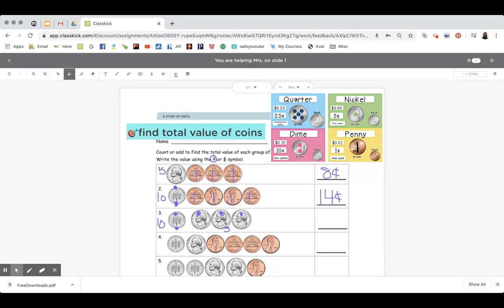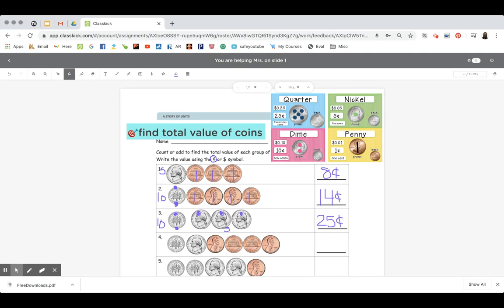So you can either start with 10 and skip count by fives, or you can count by fives the whole way. So I'll show you both. We could start with 10 and then count by fives. 10, 15, 20, 25. Or we can simply count the whole thing by fives. 5, 10, 15, 20, 25. And then I need to put my cent sign at the end. Now again, if I do the strategy correctly, I will get the same answer both ways.